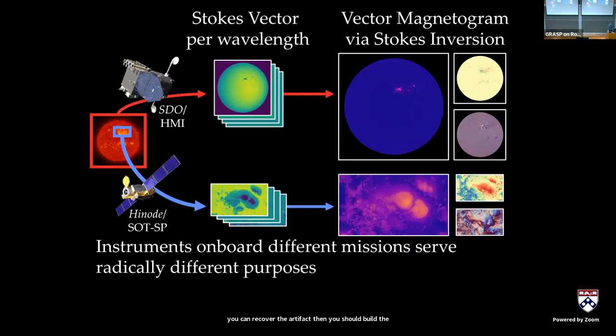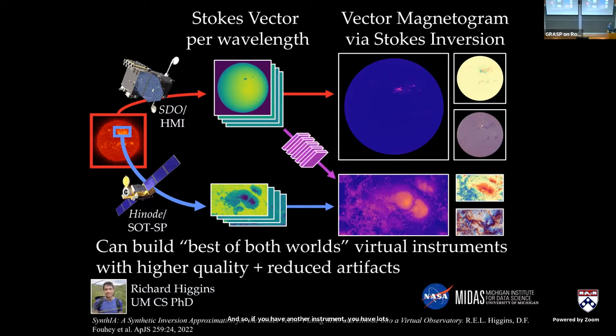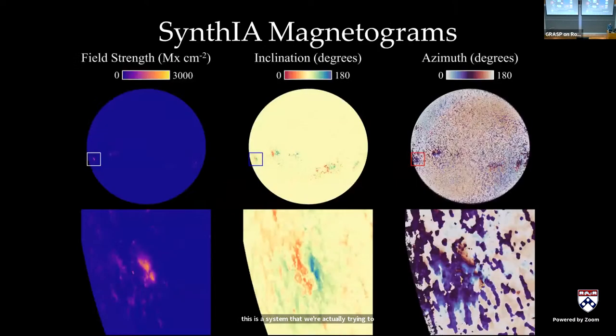And so if you have another instrument, you have lots of different missions that serve different purposes, you can train a deep network to go from one to the other. And so this is actually quite nice. You can build a best of both worlds virtual instrument that has the aspects of both. So the other instrument we're using is a much higher spectral precision instrument, but it captures a limited field of view. And this is a system that we're actually trying to now deploy. Yes.